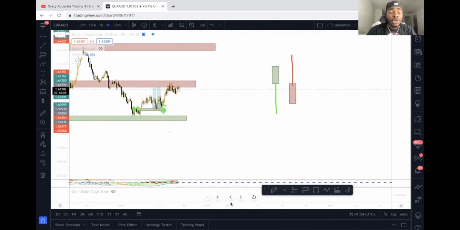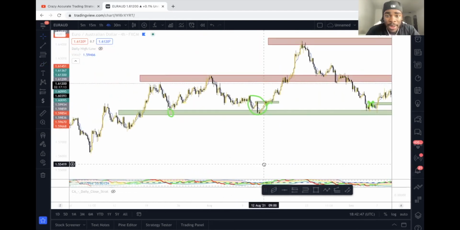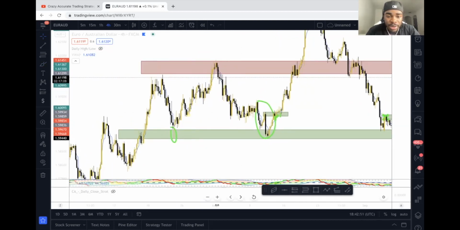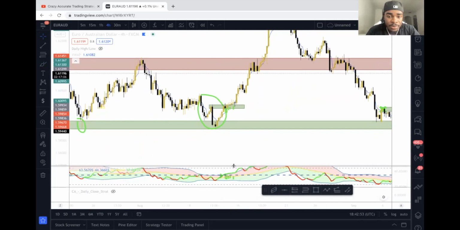So basically what I'm doing is I'm looking for these wicks on a 4-hour time frame. I'm going to show you a couple of setups that I sent to my team today and show you guys why. And these were wick entries. So we're back on Euro Aussie, and just for example, here's a wick setup right here that I circled.